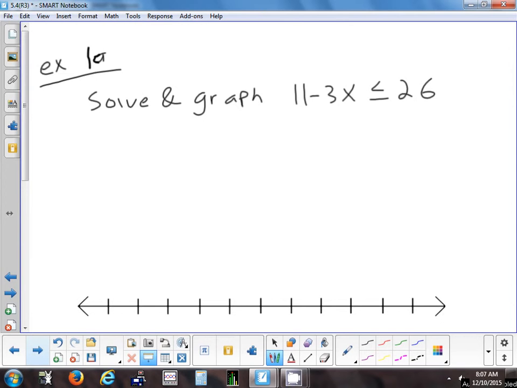All right, so this one says 11 minus 3x less than or equal to 26. Okay, less than or equal. So when I'm done, I'm going to graph the equal by filling in a circle, and then I'm going to put an arrow. All right, what would be my first step here? Corey?